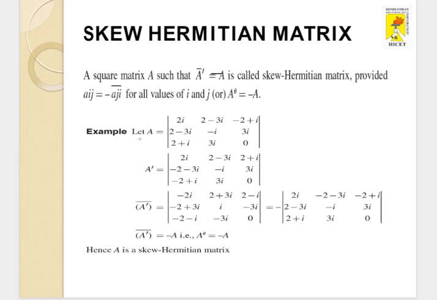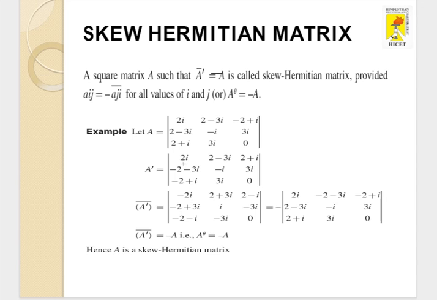Now, for example, A equal to 2i, 2 minus 3i, minus 2 plus i, 2 minus 3i, minus i, 3i, and 2 plus i, 3i, 0 is given. Here, A dash means we have to find the transpose of the given matrix. Next is A dash bar. What do we mean by that? Bar means we have to find the conjugate of each complex number, that is, we have to change the sign of the imaginary part.